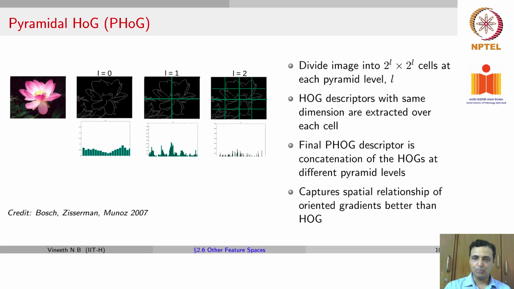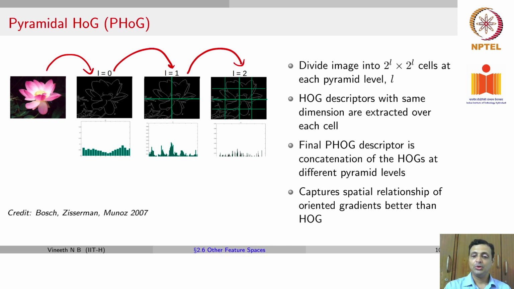And this was also improved upon to give what is known as pyramidal HOG, or P-HOG, where at every step you divided the image into parts and constructed a HOG representation for each part individually, and then concatenated all of them to form a representation.